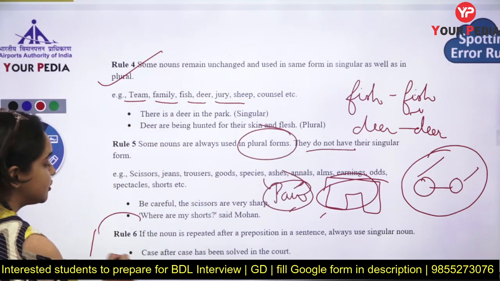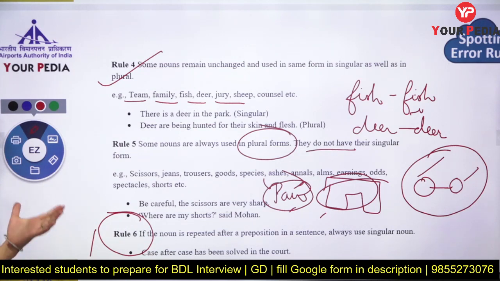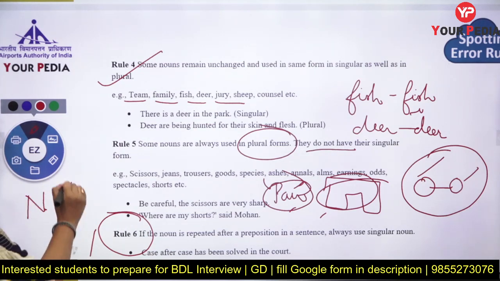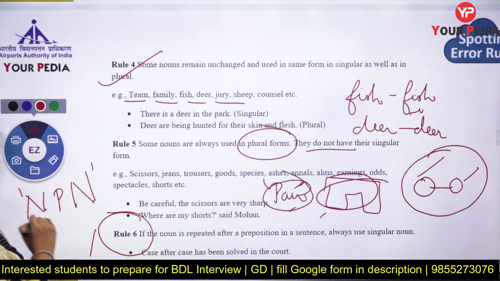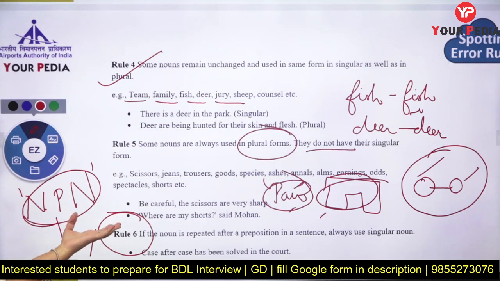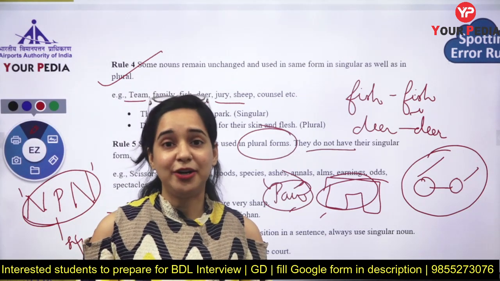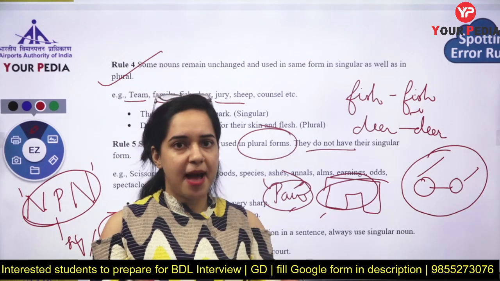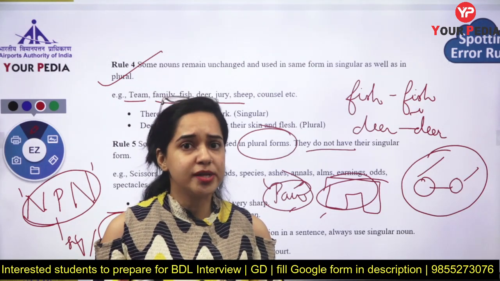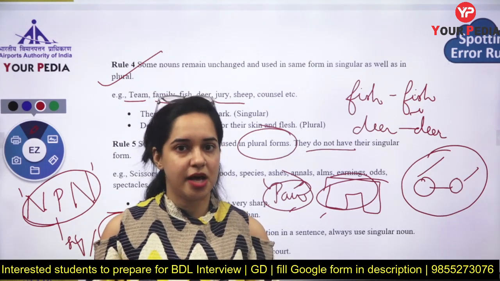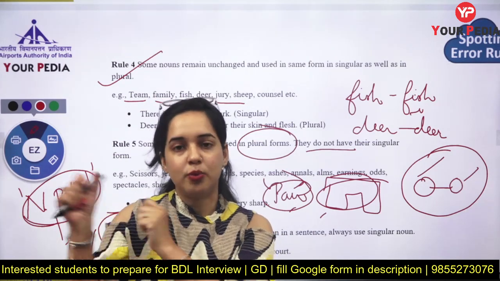Now this is also very important rule. Whenever you have noun, preposition and noun, right? We are categorizing it as NPN rule. Noun is there, then a preposition comes, then a noun comes. It would always be taken as a singular one, right? Like if I say, his man-to-man approach is very nice. Man is noun. To is preposition. Man is noun. Man-to-man, singular would be there.